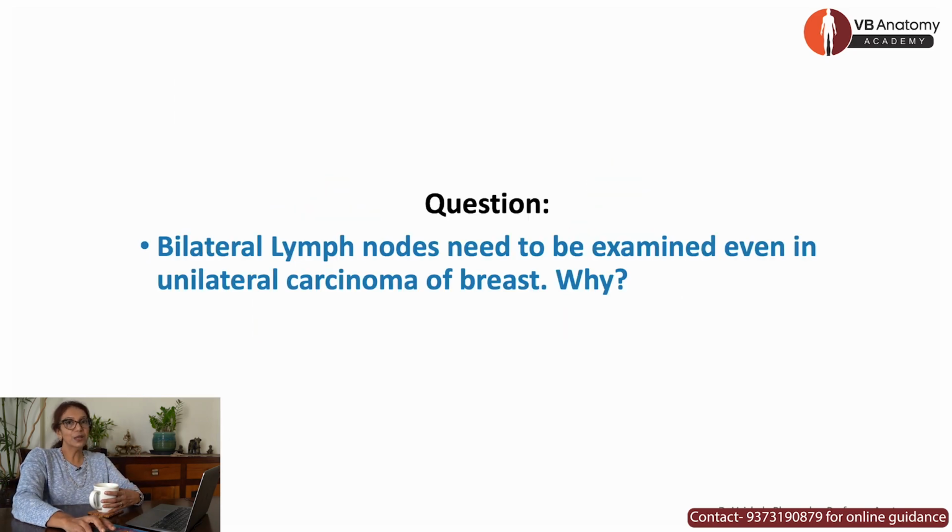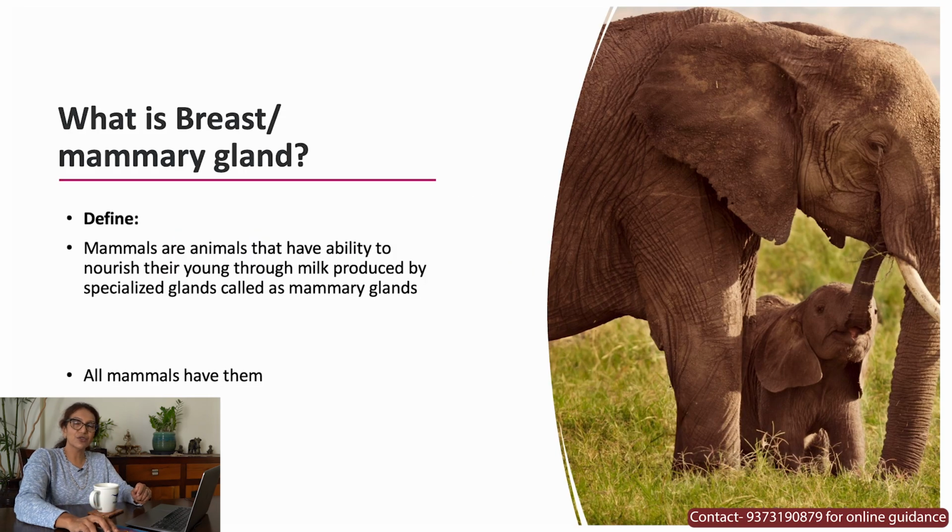So let's begin with a question. If you find that the patient is having a cancer in one breast, why do you go examine the opposite side as well for lymph nodes? Why is there a necessity for bilateral examination for a cancer breast of one side? With this question, let's begin our discussion about what is mammary gland.